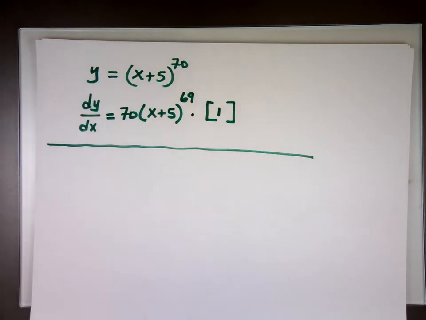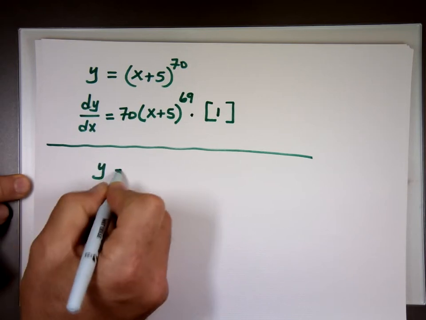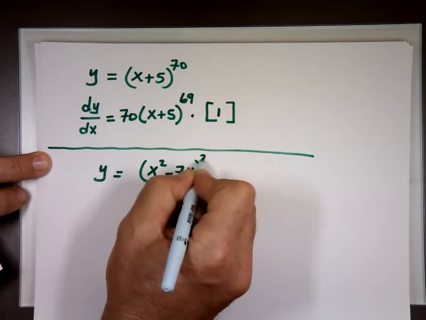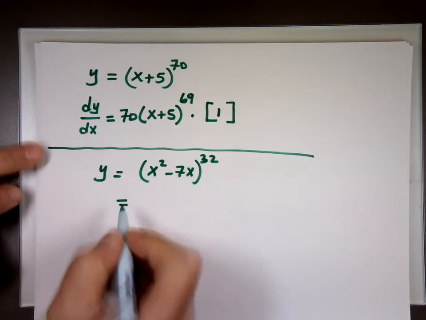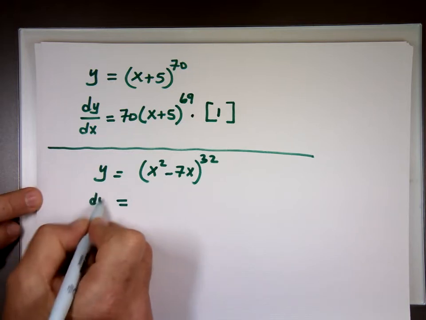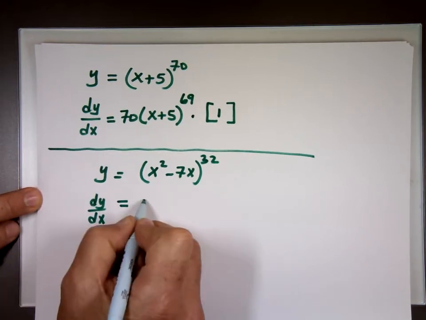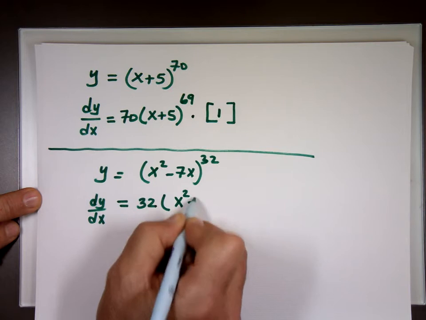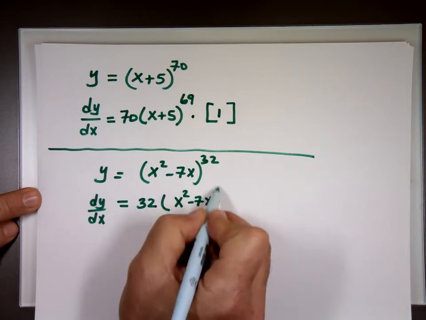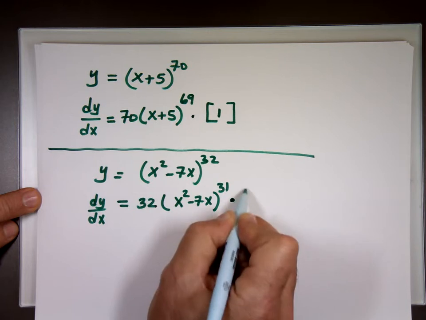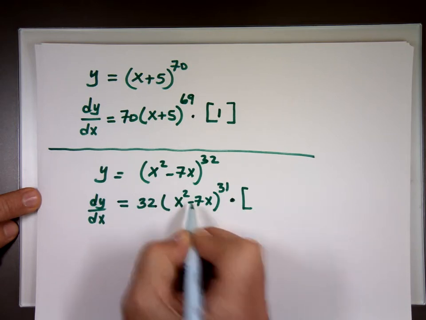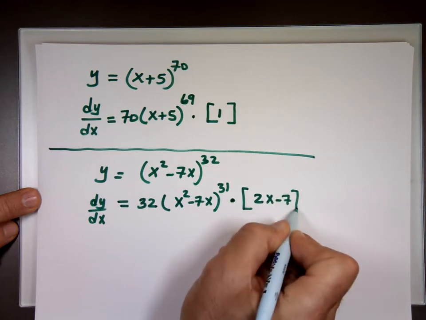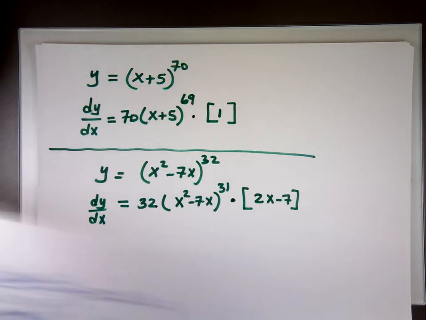Well, here's one for you. y equals x squared minus 7x to the power of 32. What's the derivative of that? Move the power to the front, which is 32, times x squared minus 7x to what power? 31. Here's the addition now, times the derivative of what's inside the parentheses, which is 2x minus 7. Was that the answer for question number 2 and we did a whole page on it?